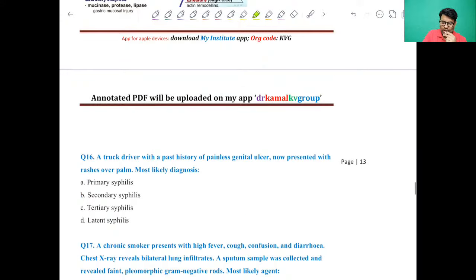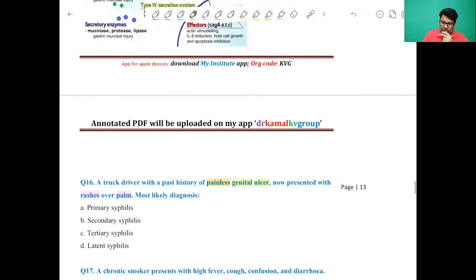The next question: a truck driver has a past history of painless genital ulcer and now is having rashes which are seen typically over the palms. So, truck driver, painless genital ulcer, right? A painless genital ulcer and now rashes particularly seen over both the palms. So what is this entity?